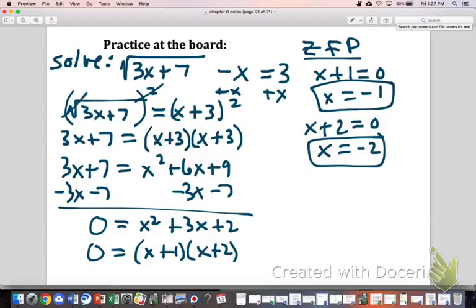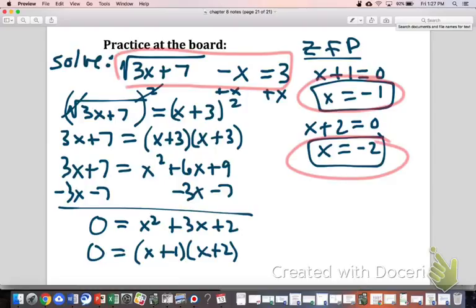What you would now do is you would check, right? You'd plug in the negative 1 back into the original up here, and you'd find that the negative 1, I believe, works out just fine, doesn't it? You do the same thing with the negative 2, and I think that one also works. So both answers are true. So we confirm that negative 1 and negative 2 are both solutions to that original equation.